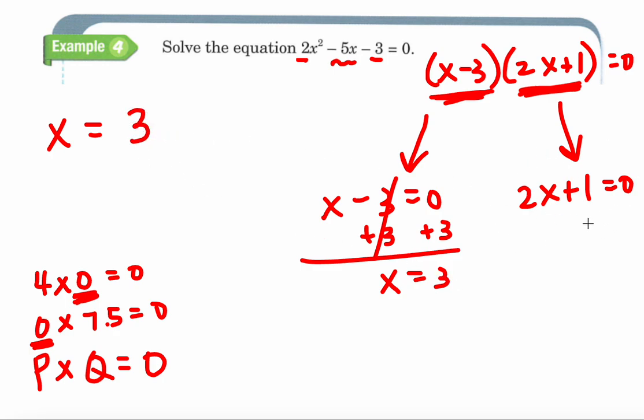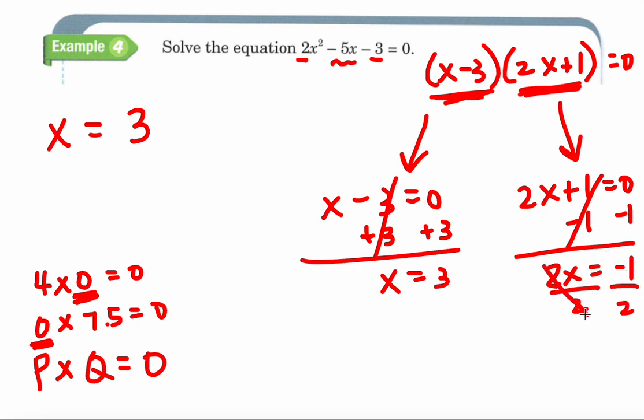My second root is over here. I need to set 2x plus 1, this other binomial, equal to 0. Then I would subtract 1 on both sides. So then 2x equals 0 minus 1, which is negative 1. Divide by 2 on both sides. So x equals negative 1/2. So here are my two answers, 3 and negative 1/2.